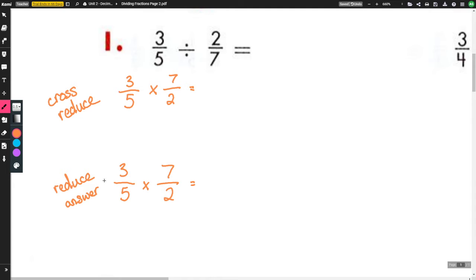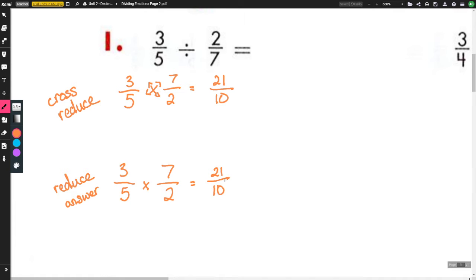With cross reducing, it would be the numbers that are across from each other. If you look at this multiplication sign, it's kind of like an arrow. Those are the ones that you're going to cross reduce. So 3 and 2, they're both considered prime numbers, which means only itself and 1 can be multiplied to make it. So nothing can reduce those. The same goes with 5 and 7. So we're just left with 3 times 7, which is 21, and 5 times 2 is 10. And here we wouldn't cross reduce anyways, but we end up with the same one.